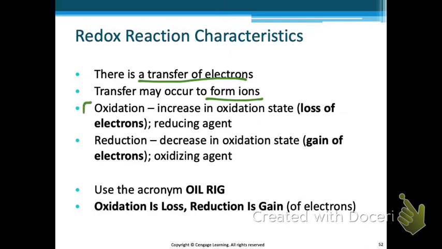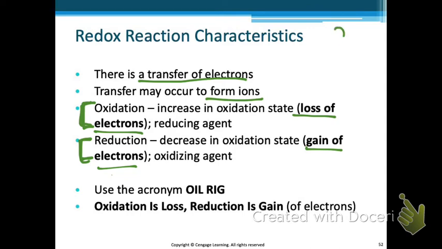These are 2 terms we need to know: oxidation and reduction. OIL RIG. I use this acronym, and we'll talk about that in just a second. Oxidation means we have a loss of electrons. We've got to really train our brain to remember what a loss of electrons would look like. And then reduction means we have a gain of electrons. So our oxidation number becomes more negative.